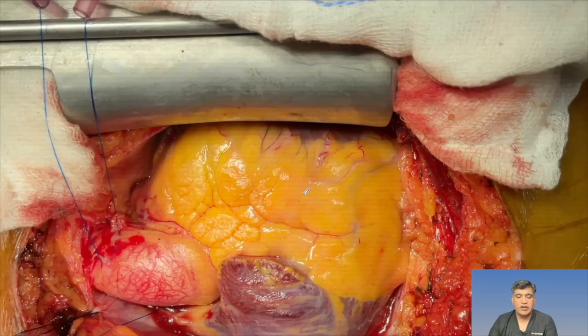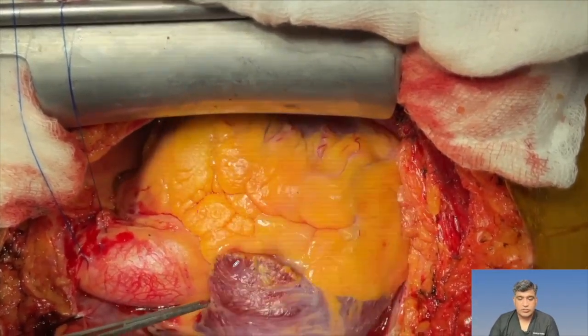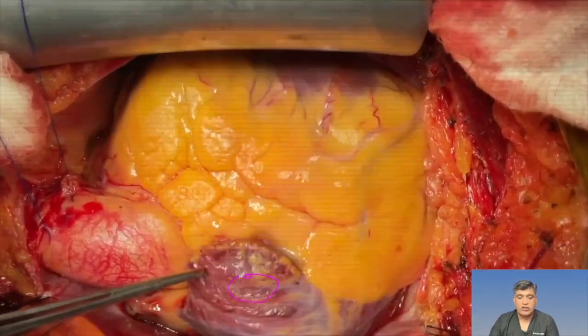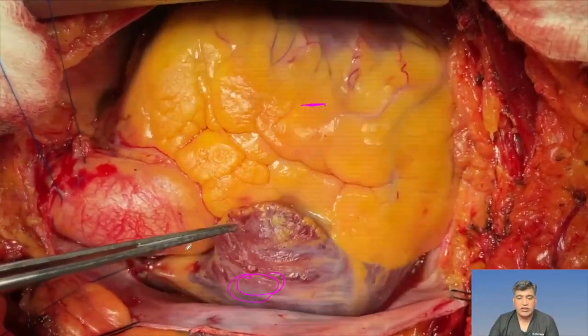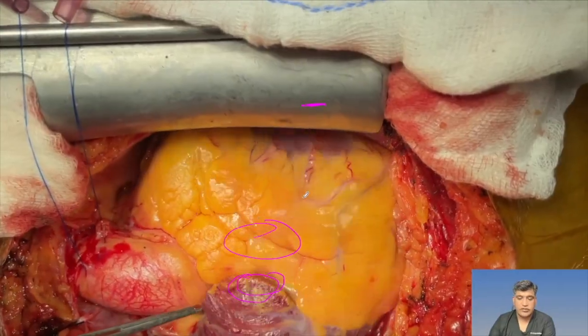This is an operative photograph. How does AF actually look in a heart? See, my forceps is pointing towards the right atrium, and this is the ventricle. You can see how erratically it is contracting. You can see it again.